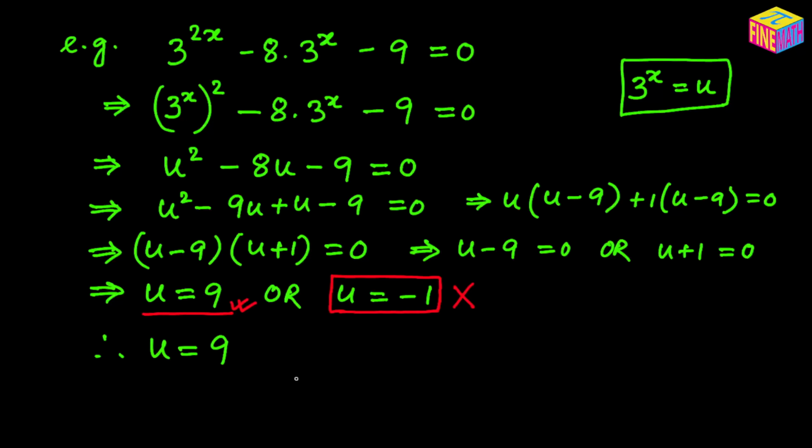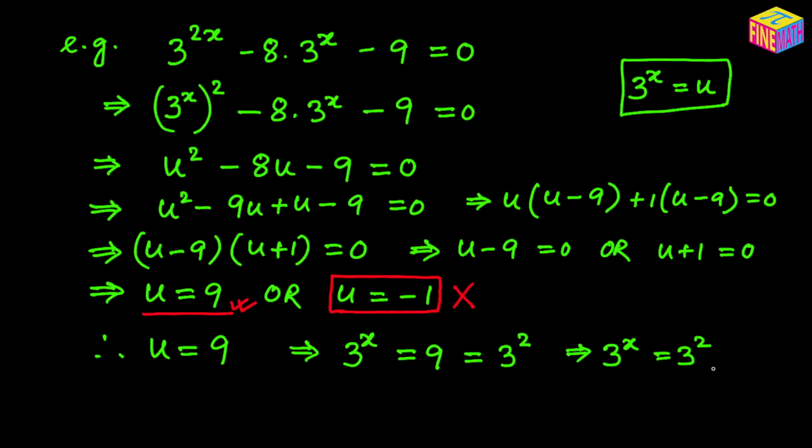So now if u is equal to 9, what is our u? Well, u is actually 3 to the power x. So 3 to the power x is equal to 9. Can we write 9 as 3 squared? Now we clearly see that 3 to the power x is equal to 3 squared.